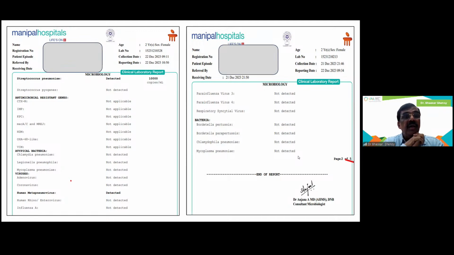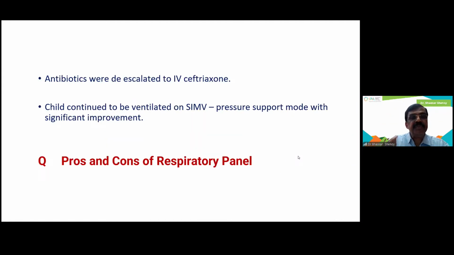So now we know what is the bug that is causing it. We have a microbiological diagnosis, Streptococcus pneumoniae, and it helps in de-escalation of antibiotics. The vancomycin and other drugs were stopped. Only ceftriaxone was given, and slowly the child improved.